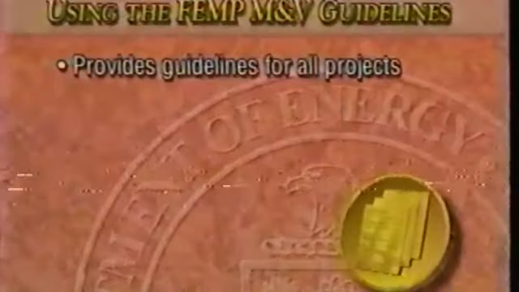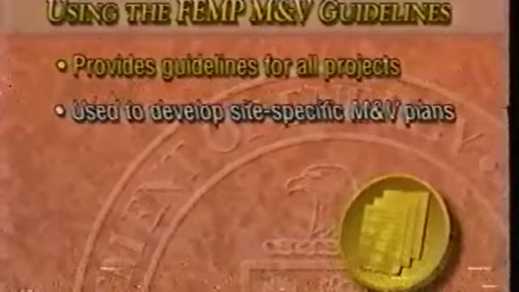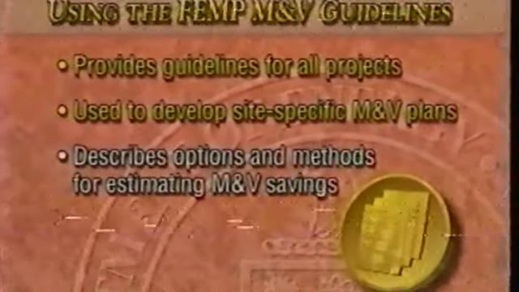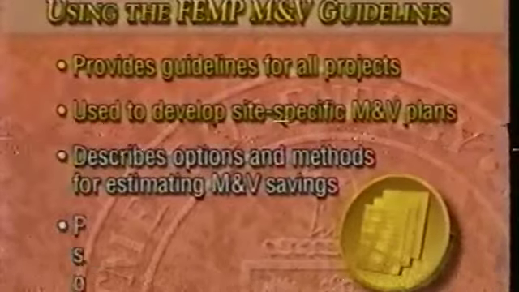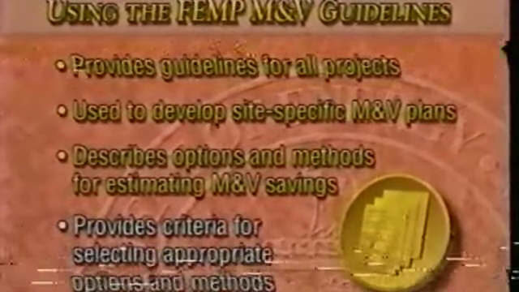The FEMP M&V guidelines may be applied to all federal projects to develop site-specific M&V plans. The guidelines describe options and methods for estimating M&V savings and provide criteria for selecting the options and methods most appropriate to the project. I just want to let you know, you'll find in this program that some phases are more contracting and some are more technical. Most of this phase is very technical. Remember, when choosing the best M&V solution for your situation, both parties must agree to the requirements for verifying savings. The protocol is designed to help achieve that agreement.